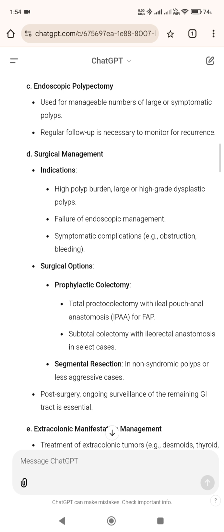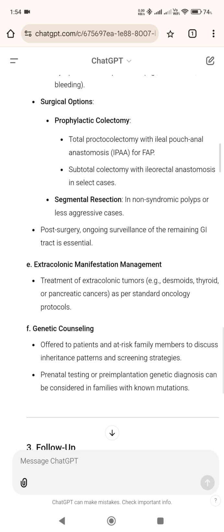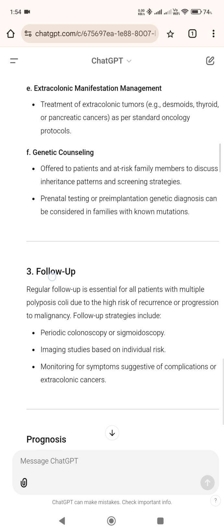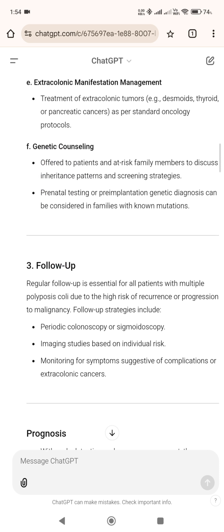E. Extracolonic manifestation management. Treatment of extracolonic tumors, e.g. desmoids, thyroid, or pancreatic cancers, as per standard oncology protocols. F. Genetic counseling, offered to patients and at-risk family members to discuss inheritance patterns and screening strategies. Prenatal testing or pre-implantation genetic diagnosis can be considered in families with known mutations.